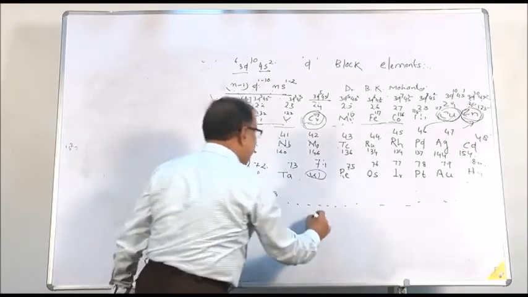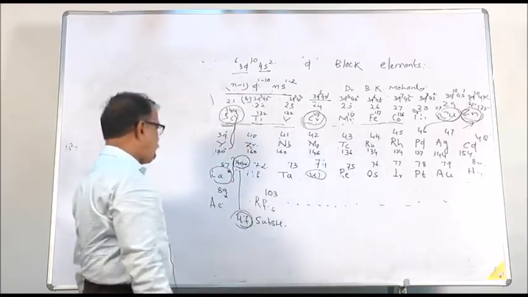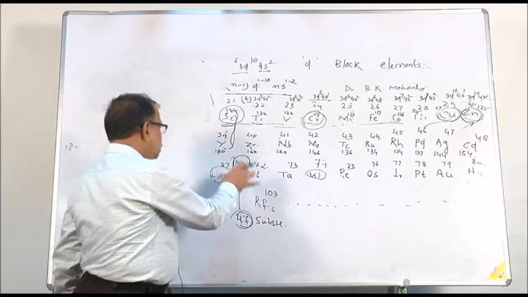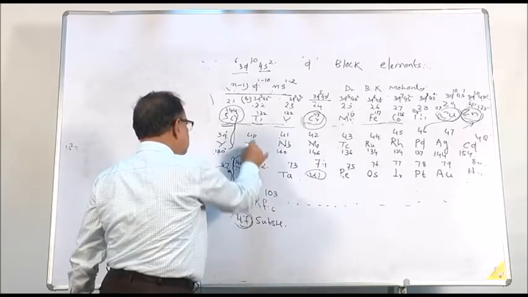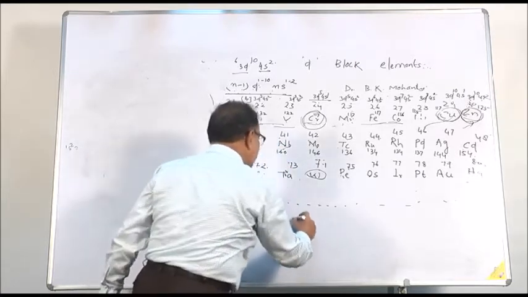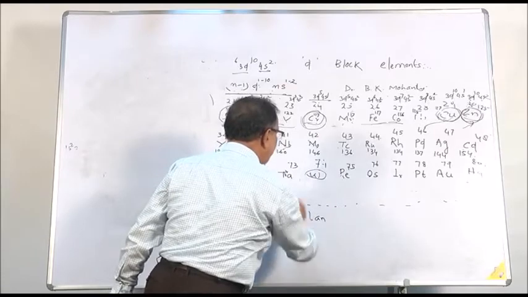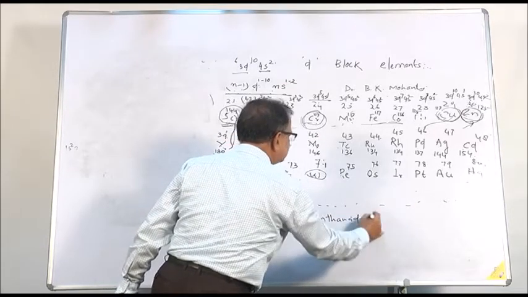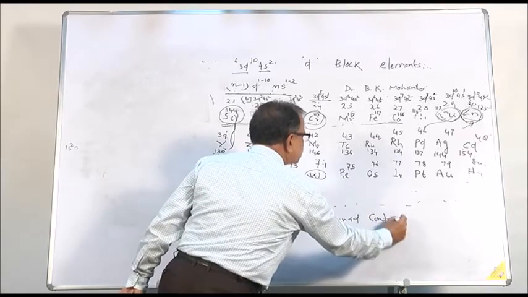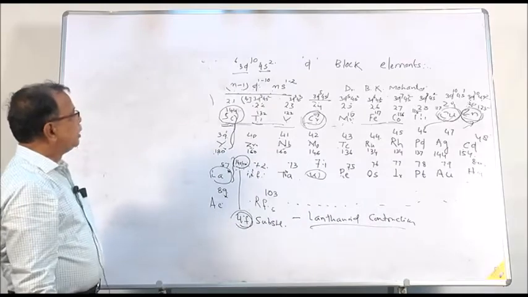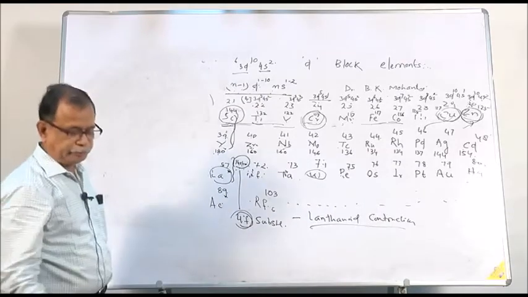4f has poor shielding effect. Due to the poor shielding effect of the 4f subshell, the atomic size gradually remains the same and does not increase much. That is due to lanthanide contraction, which I will discuss later in the f block elements. So this is all about electron configuration and size.